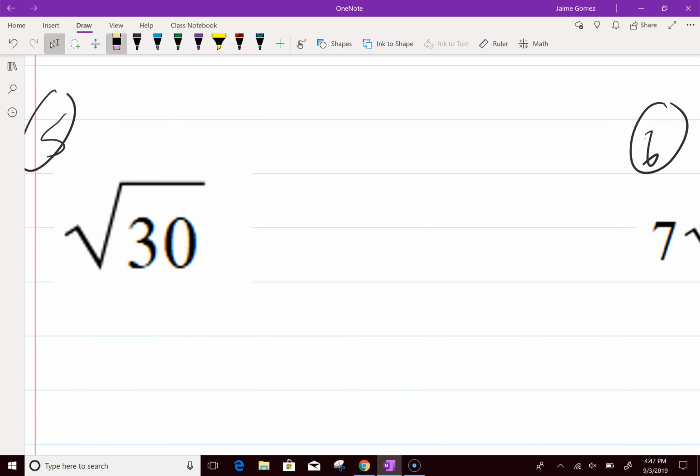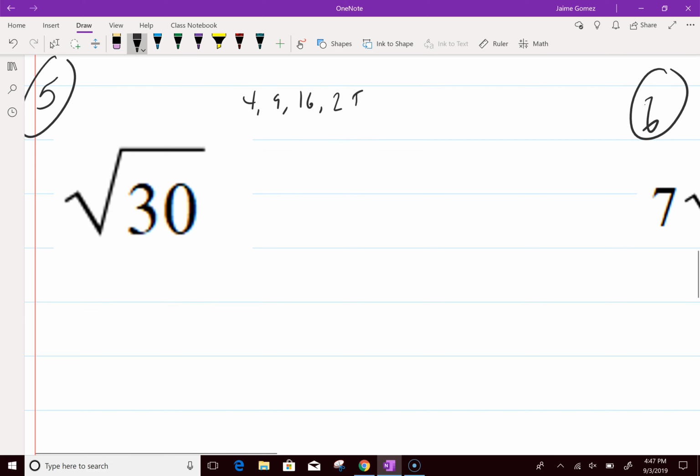This is an ugly, there should be a number 5 in there. Square root of 30. Remember that to fix this, we have to divide by those special numbers: 4, 9, 16, 25, and whatnot. And let's see if you can divide it.